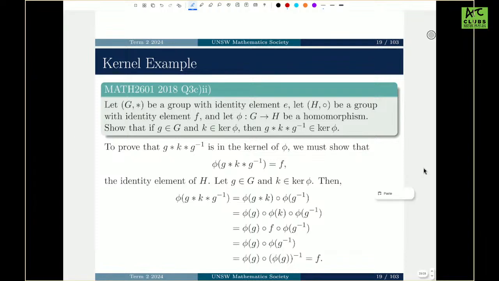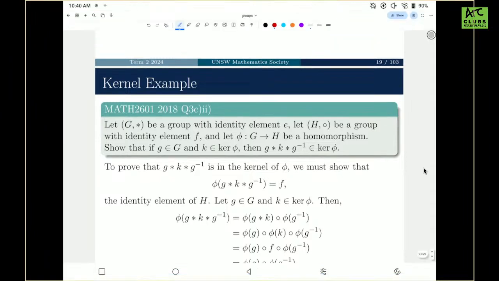Yep, so that's exactly what I was saying. That does it for groups. Groups is done. Okay, I'll move on to the next one.